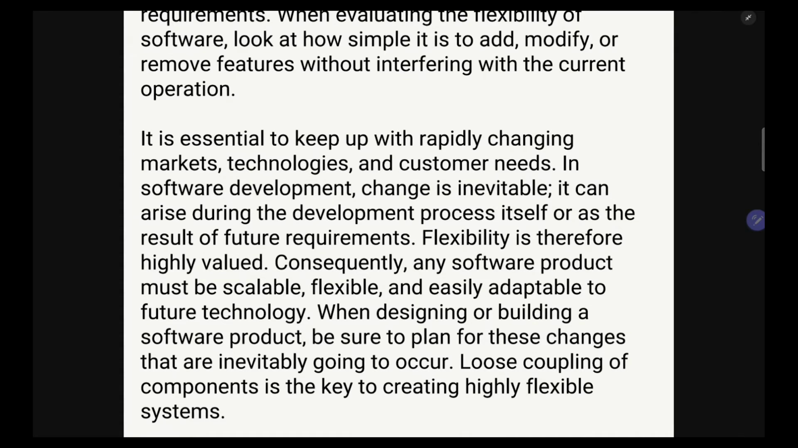Consequently, any software product must be scalable, flexible, and easily adaptable to future technology. When designing or building a software product, be sure to plan for these changes that are inevitably going to occur. Loose coupling of components is the key to creating a highly flexible system.